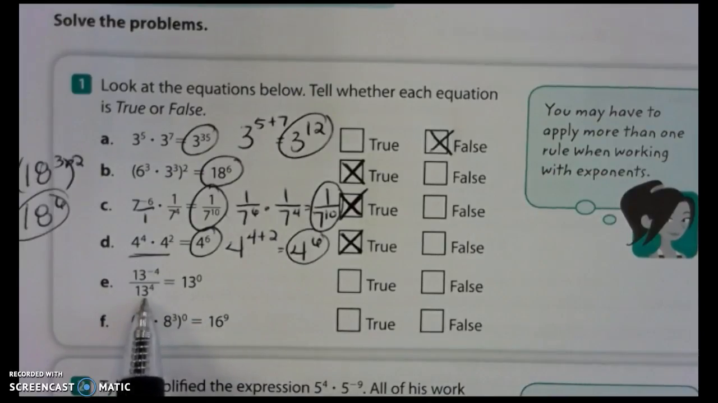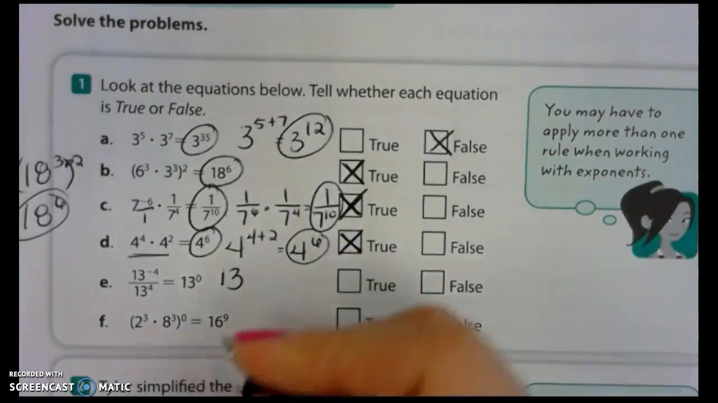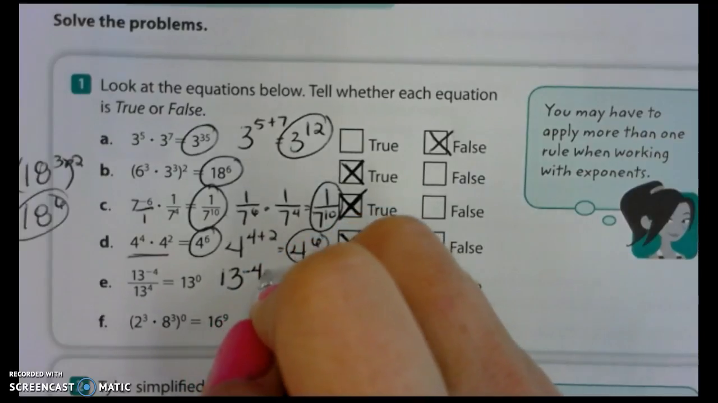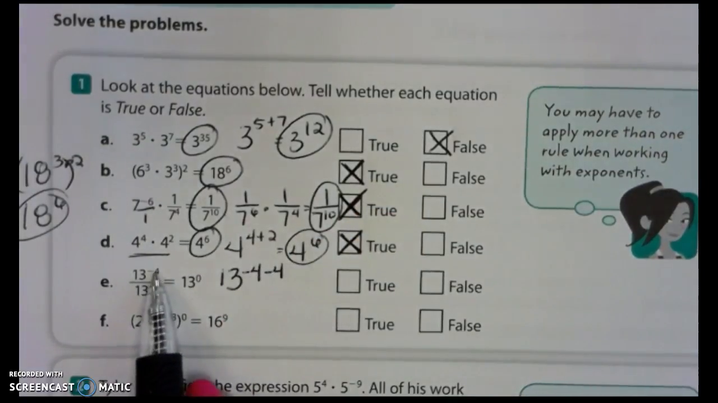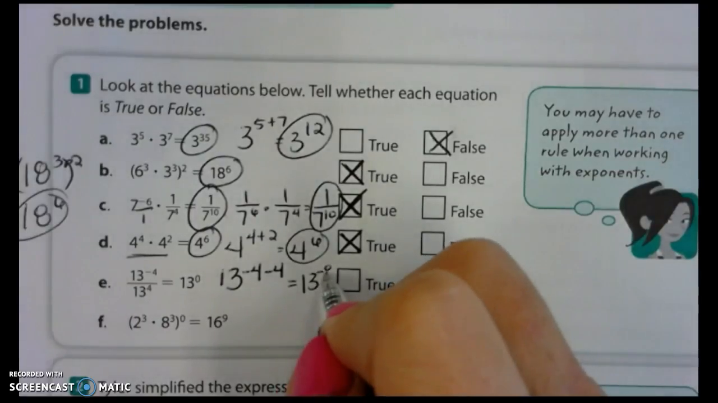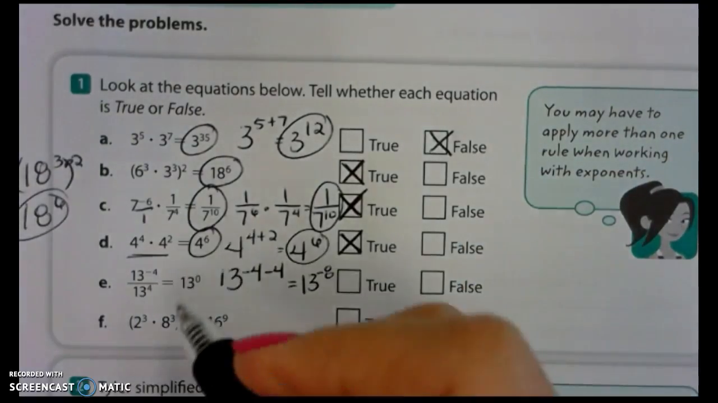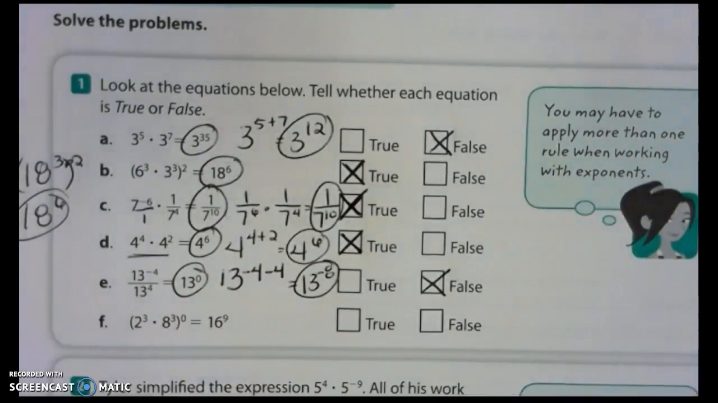13 to the negative 4 divided by 13 to the positive 4 is the quotient rule. You keep the 13, you subtract those exponents. Negative 4 in the numerator minus the positive 4 from the denominator makes 13 to the negative 8. 13 to the 0 and 13 to the negative 8 are not equal. This one is false.